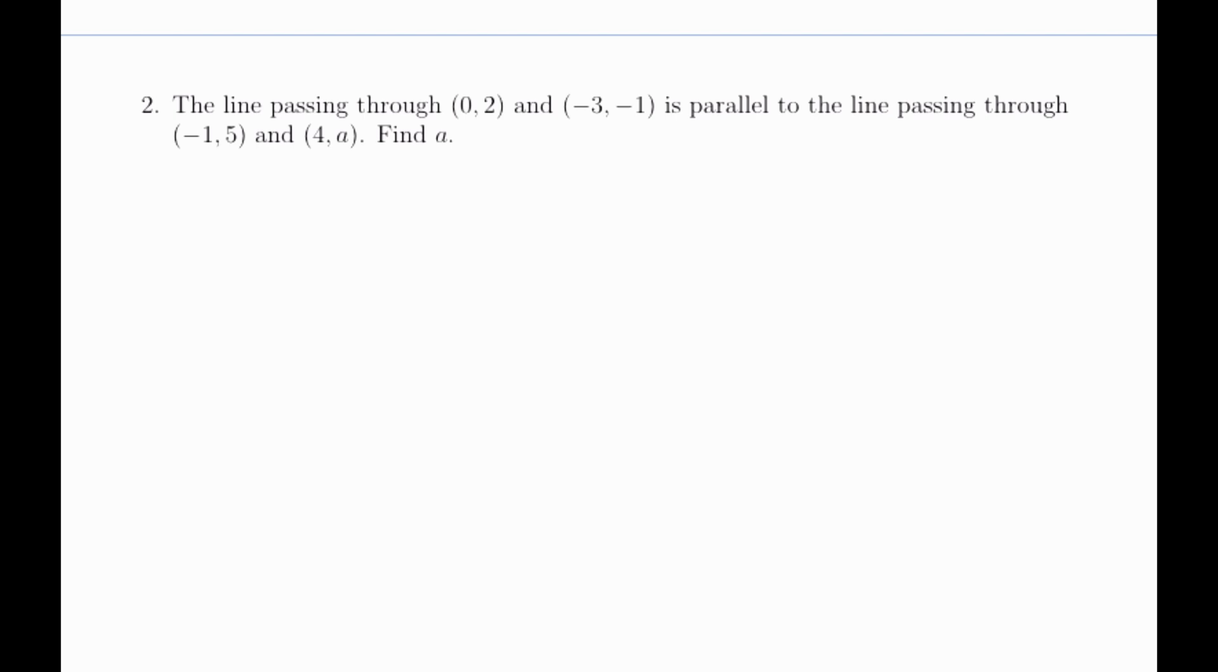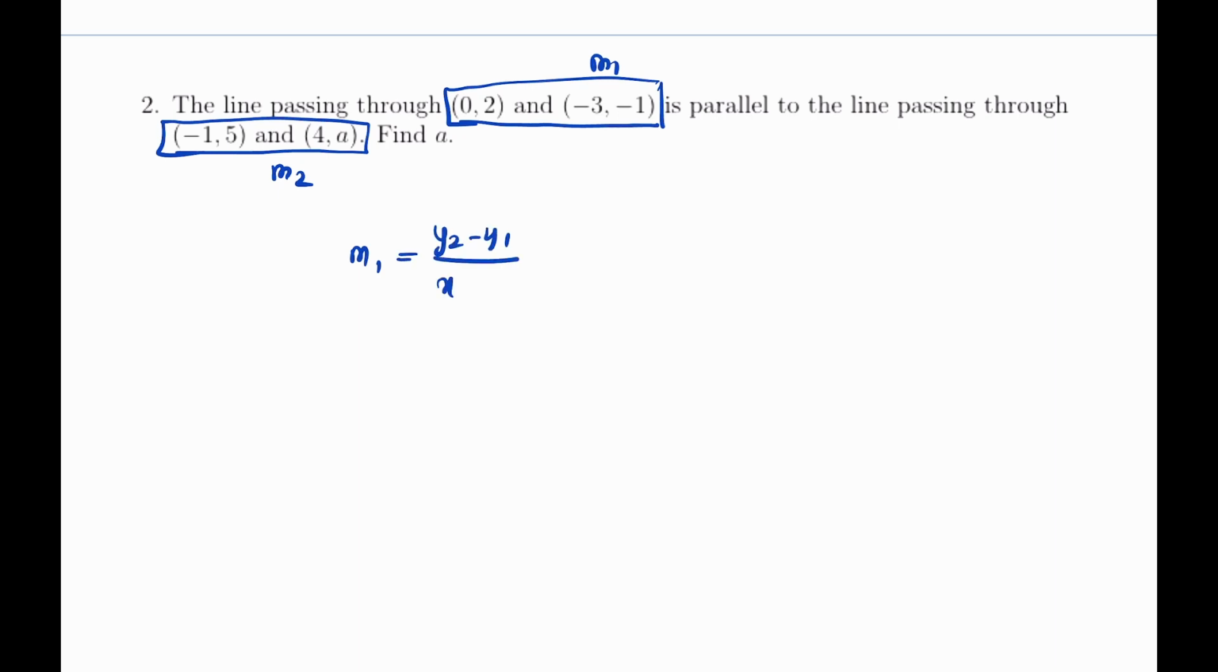So the line passing through (0, 2) and (-3, 1). We can take the slope as m1, and in the second case we can take it as m2. If we take m1 equal to y2 minus y1 by x2 minus x1, with x1, y1, x2, y2, you'll get minus 1 minus 2 by minus 3 minus 0. So you'll get minus 3 by minus 3, which is equal to 1.